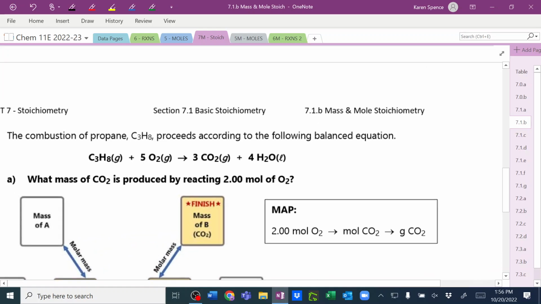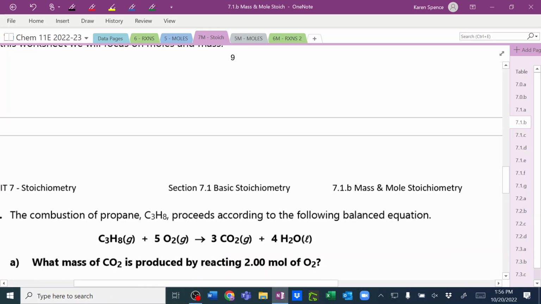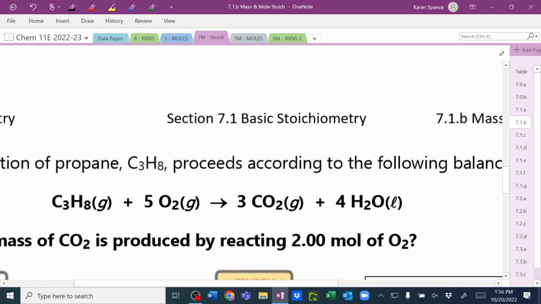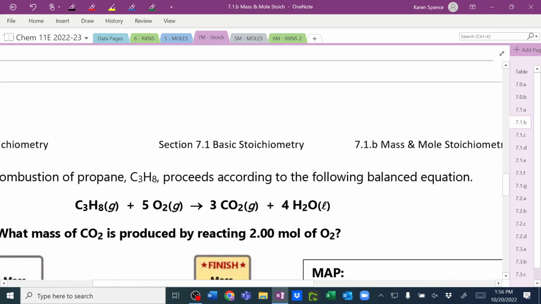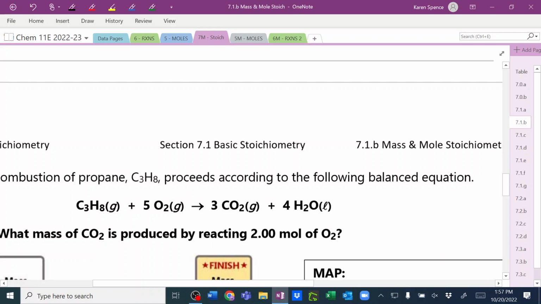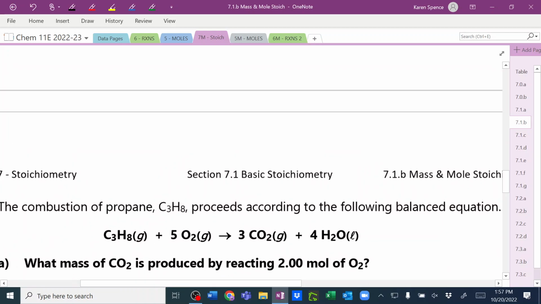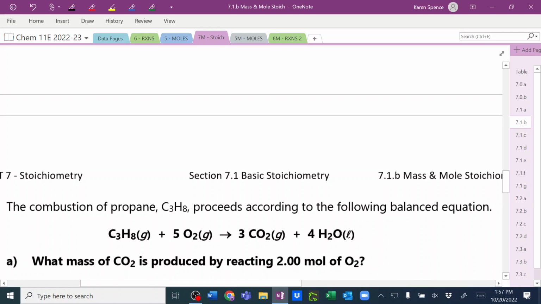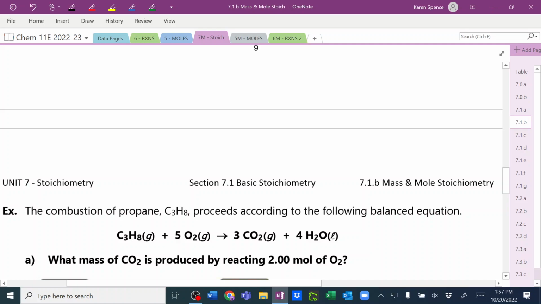If I was to give you this equation, we have the combustion of propane. Could you solve the following problem? Try it without looking at the answer. Get yourself a piece of paper, cover up the answer, and see if you can do it. If you need some blank paper, there's blank paper at the back of the room. Help yourself as much as you want.